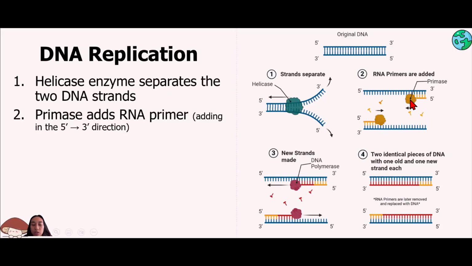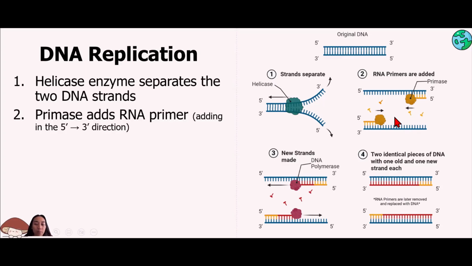So primase, which is an enzyme, comes and adds these RNA nucleotides to make an RNA primer, and it's going to be adding it in the 5' to 3' direction. So meaning it's going to start at the 5' end of the strand that it's making. So it's going to be on the 3' end of the original strand, but the 5' end of the new strand that's being made. And it's going to go in that direction because that's the 5' to 3' direction. And on the other strand, same thing. There's another RNA primer being made by primase.